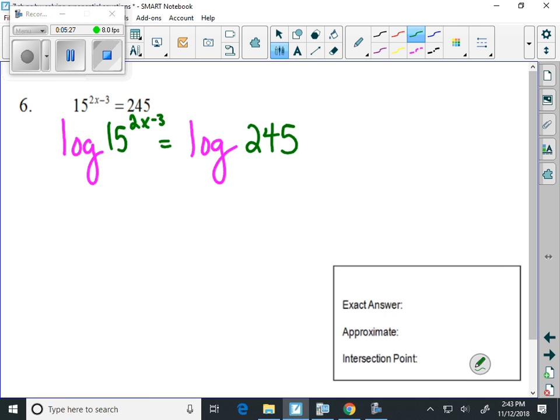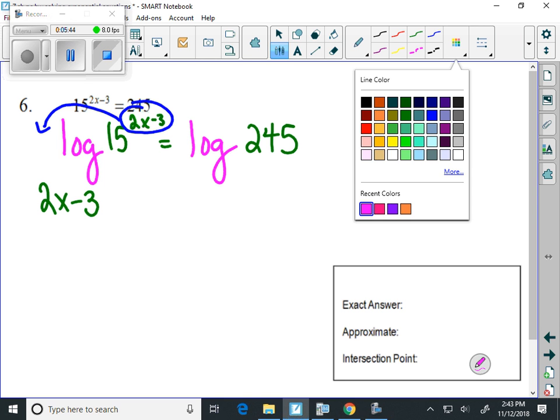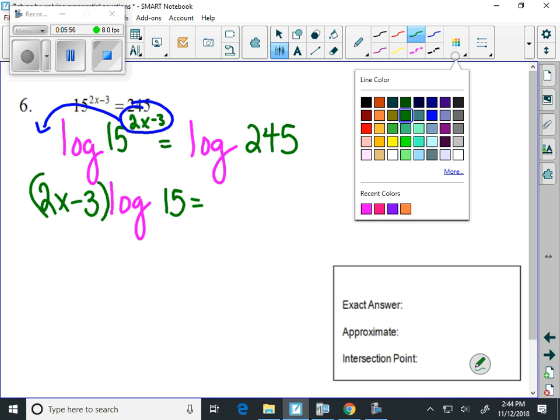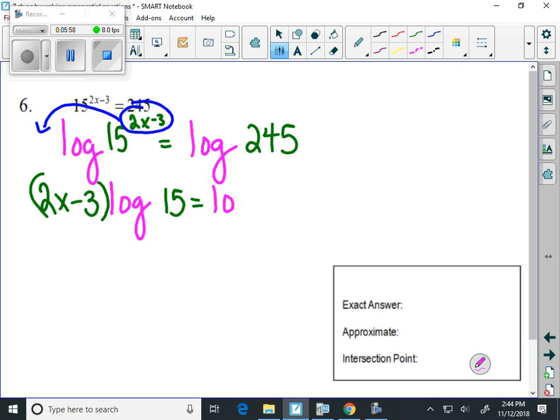Well, we've got an exponent within our logarithm, so we're going to take that exponent. It's the entire value. We're going to write that out in front. This is going to be 2x minus 3. And then it's going to be log 15. I want to put parentheses around that because it's the entire value. 2x minus 3 times log of 15 equals our log of 245.